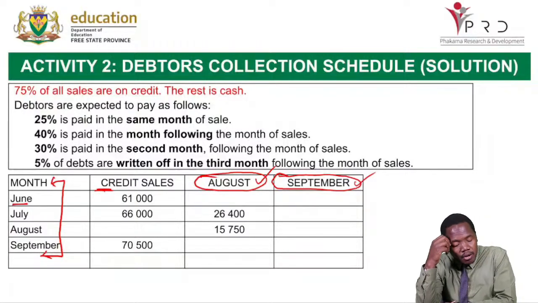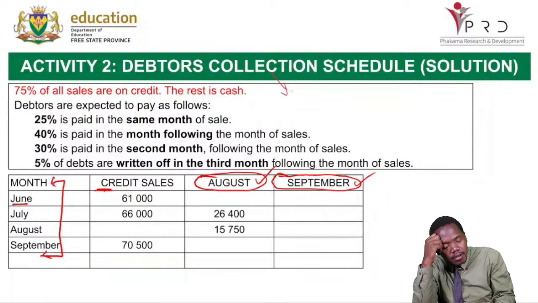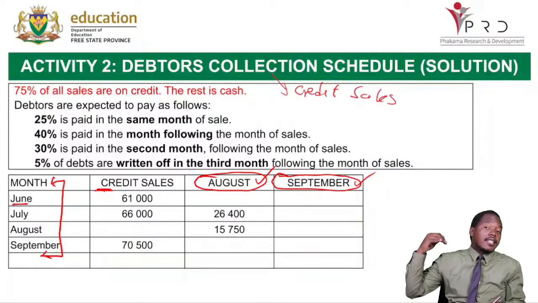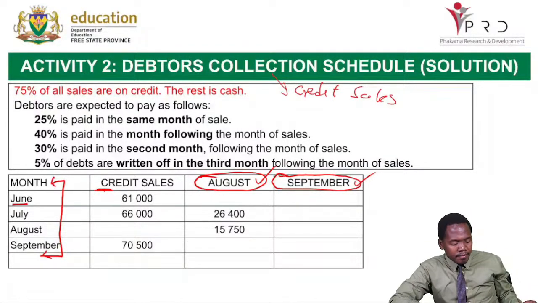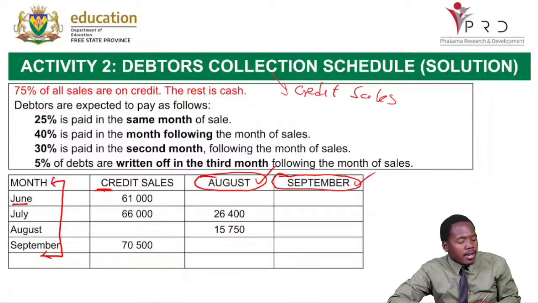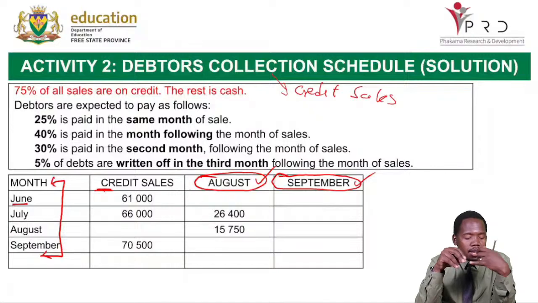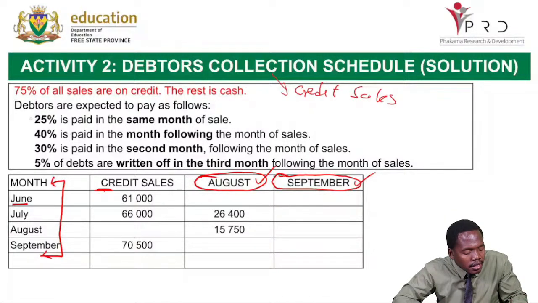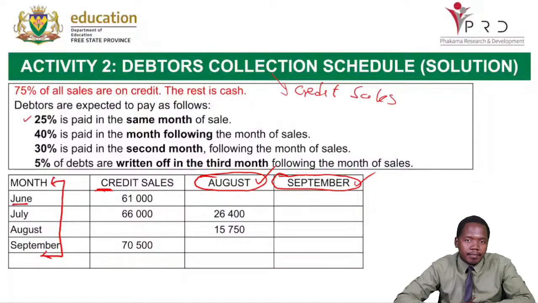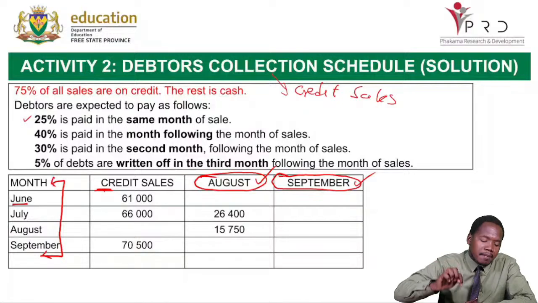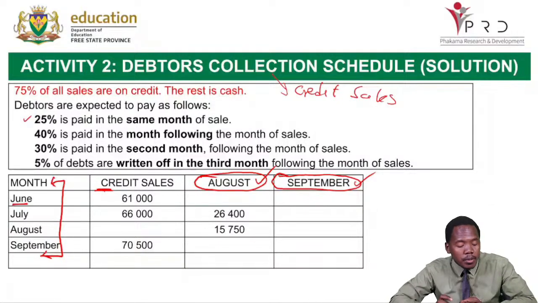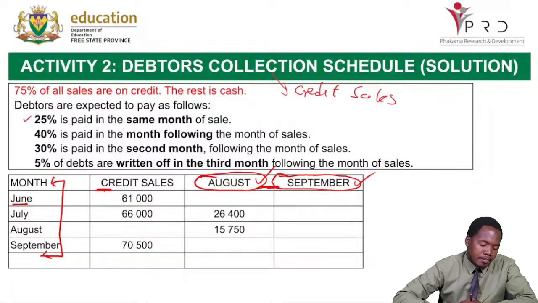Remember, our debtors collection works with credit sales. It doesn't work with total sales. It doesn't work with cash sales. Now, let us start collecting for June. When we are in June, we will start collecting the 25% in the very same month. Is June part of our forecast? The answer would be no, we skip.